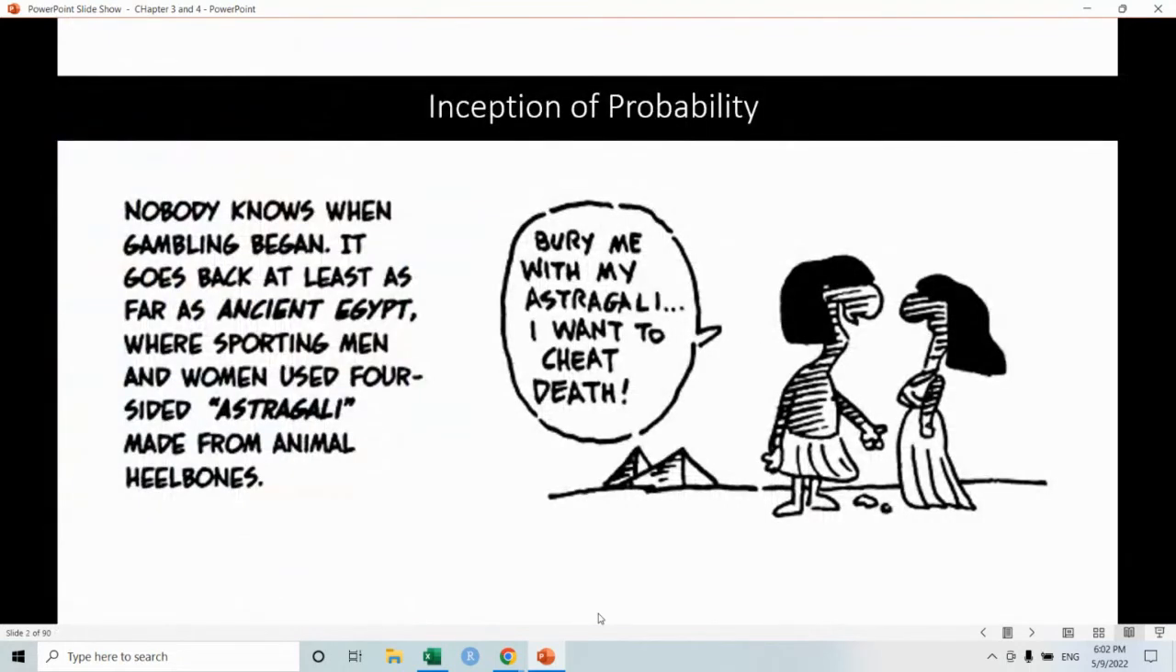Nobody really knows when gambling began, but we know it goes back to at least ancient Egypt, where sporting men and women used four-sided astragali made from animal heel bones. So kind of like a four-sided dice, which is pretty important to our underlying concepts of probability, but we'll get more into the use of dice and explaining the odds of something happening.